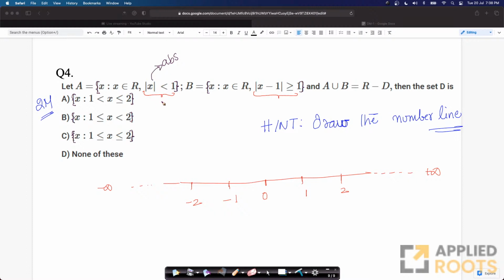Okay, so let's solve it together, right? So what is set A? Set A is all the real numbers x belonging to real numbers such that absolute value of x is less than 1. So you know that it's strictly less than 1. Remember that. Right? It's not less than or equal to 1.